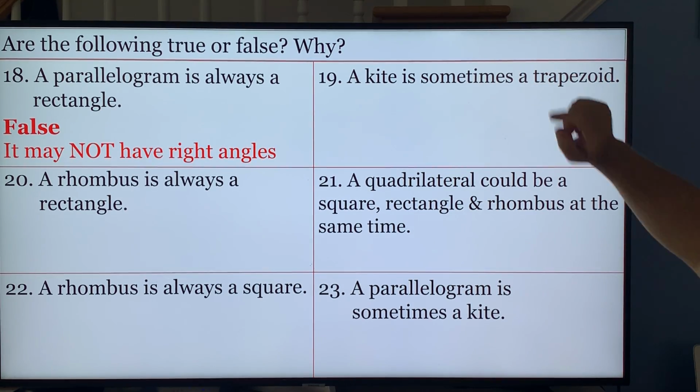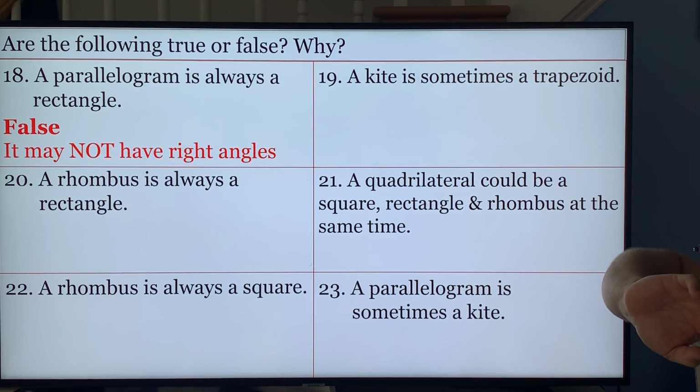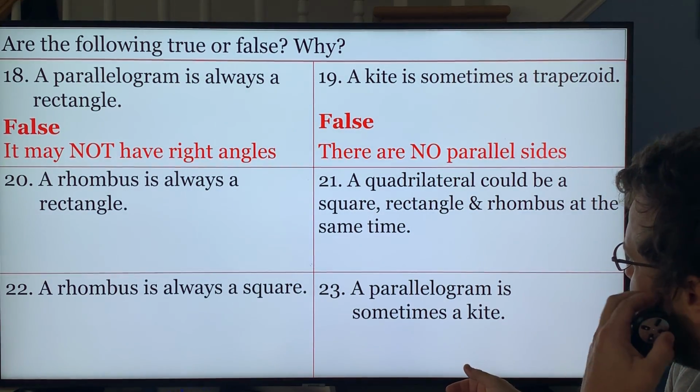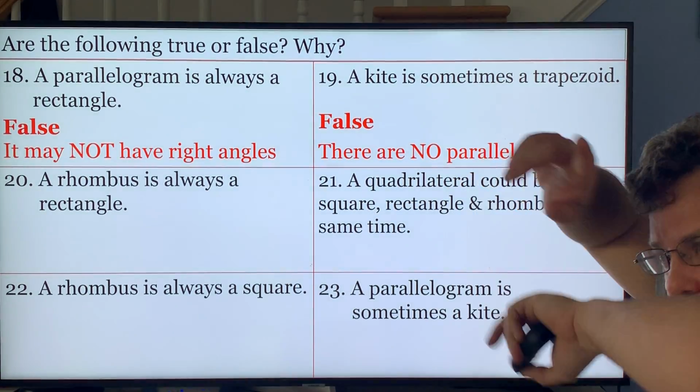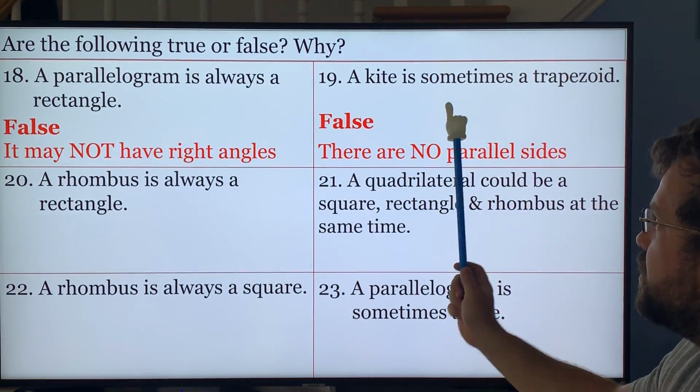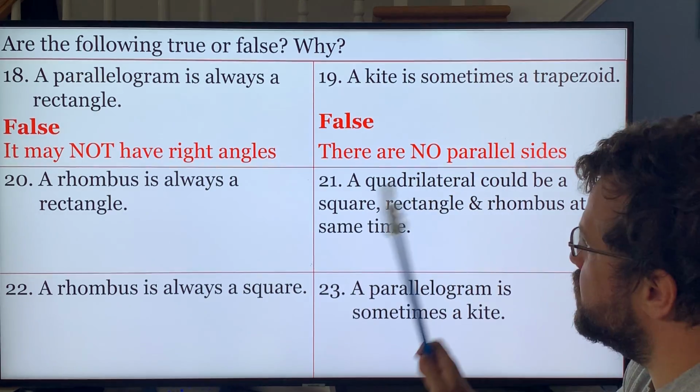A kite is sometimes a trapezoid. No. Because adjacent sides are equal and trapezoids have one pair, the bases of a trapezoid are parallel. So if it has no parallel sides, like a kite, it can never be a trapezoid.